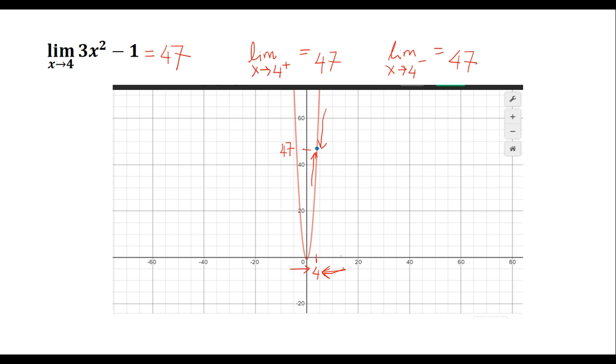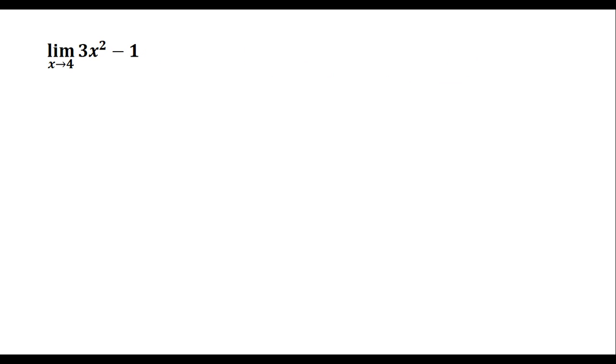Okay, so this is an example of how you are going to solve this particular function when you have the limit, and you know that your x goes to 4, and this is the kind of solution for the graph form. All right, last but not least, the algebraic formulation.